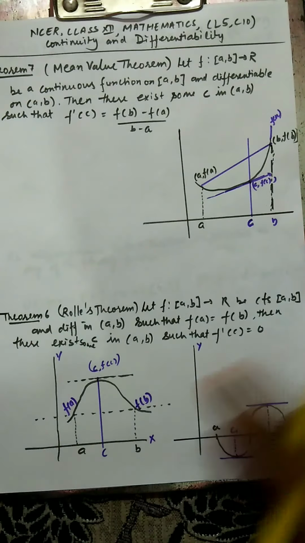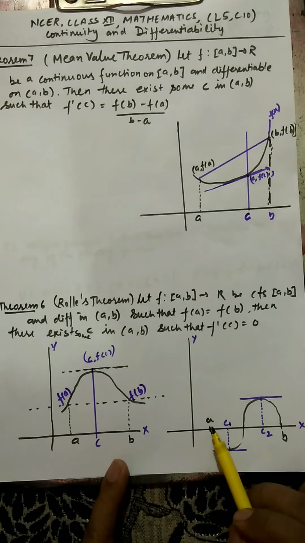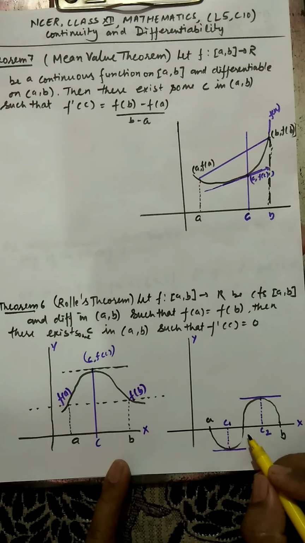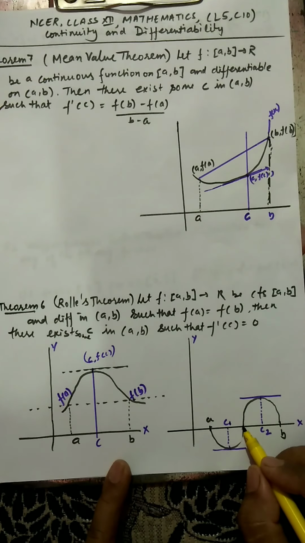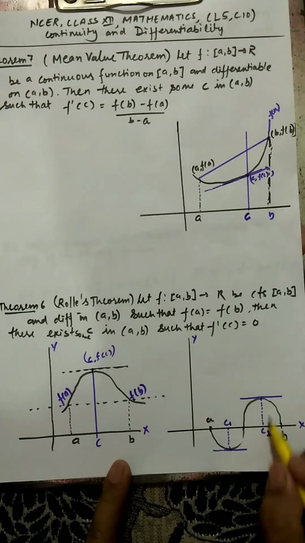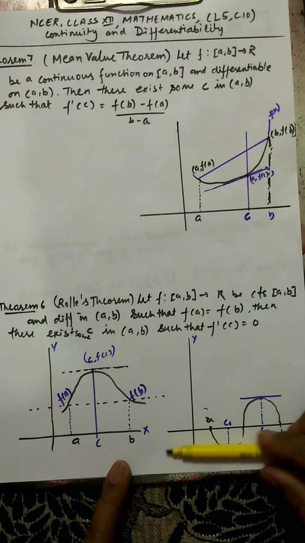So there is this possibility and there can be more possibilities like this. C is not something that is unique. There can be more than one value of C. See this graph. Here you can see the graph that at FA equal to FB, there are 2 points C1 and C2 whose slope is equal to 0.